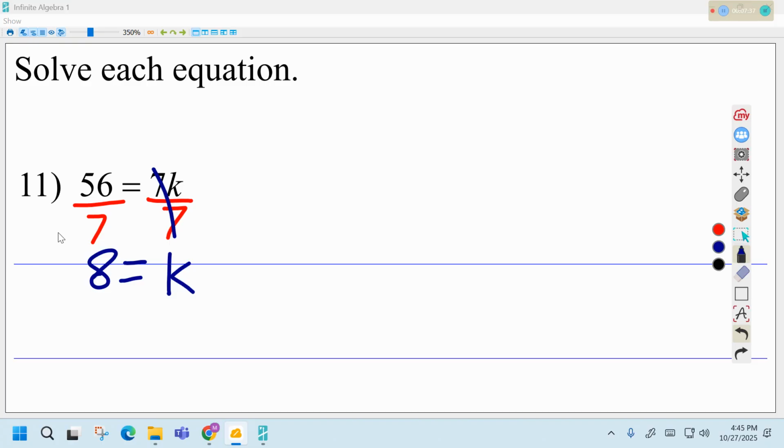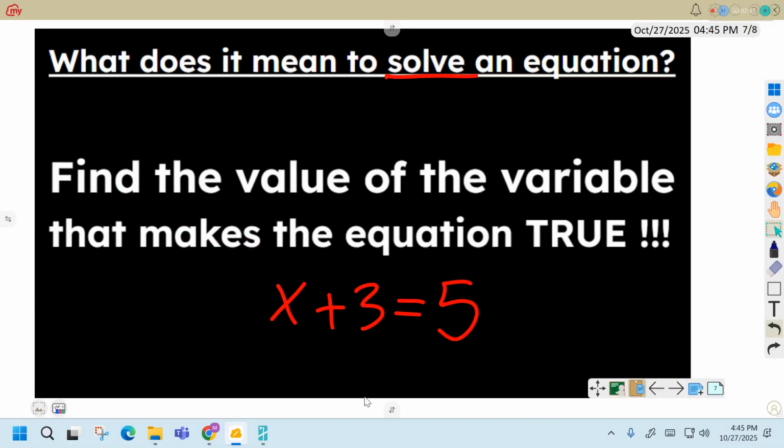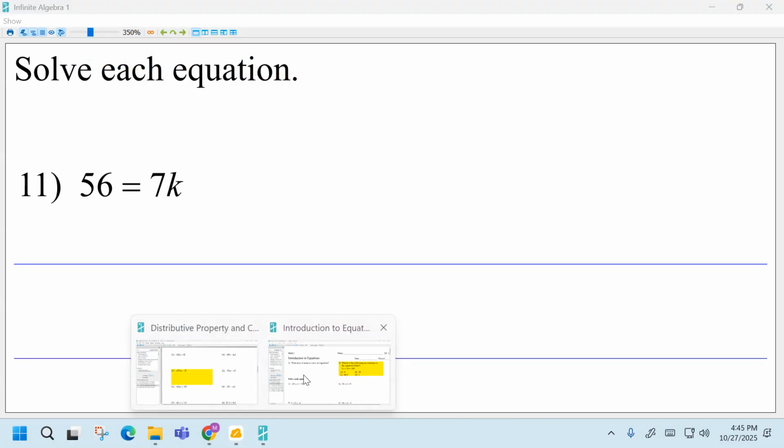And again, you could double check. You could do 7 times 8. Is 7 times 8 equal to 56? Yes. And so since it makes the equation true, that's the answer. Okay, so we're still looking at one-step equations.